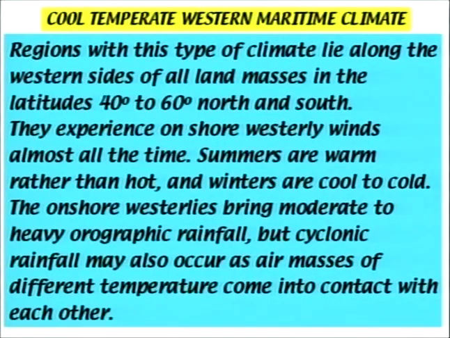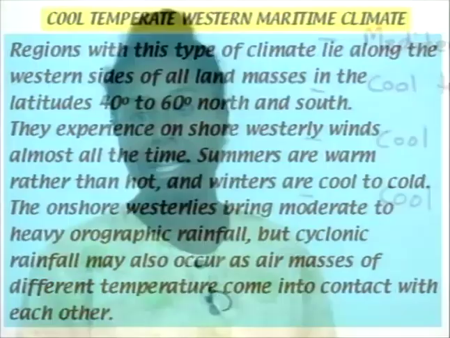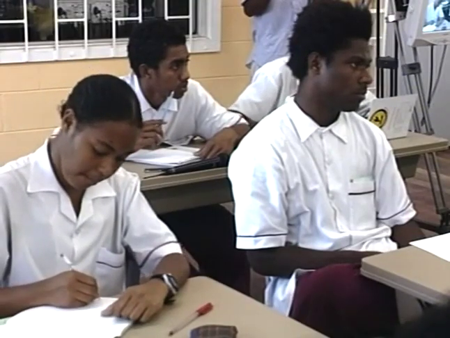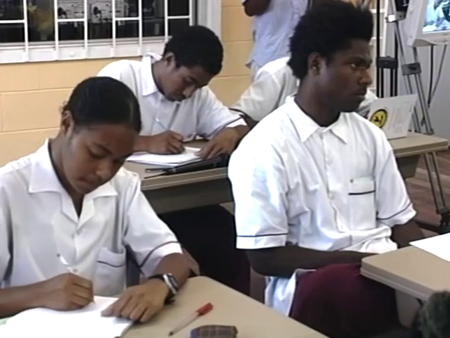The onshore westerlies in these regions bring moderate to heavy orographic rainfall, but cyclonic rainfall may also occur as air masses of different temperature come in contact with each other. You remember the 60-degree area, where we have a subpolar low pressure belt. That subpolar low pressure belt is created as a result of the cold air coming from the polar region meeting the warm air coming from the tropics. Where they meet, the warm air is forced to rise, resulting in the creation of the low pressure belt in that area.